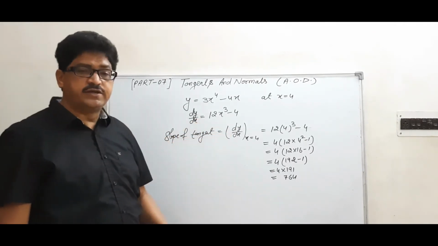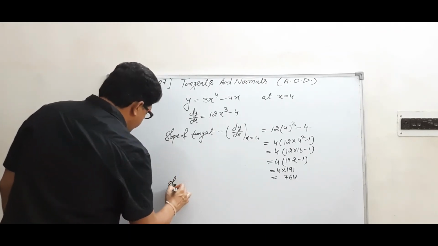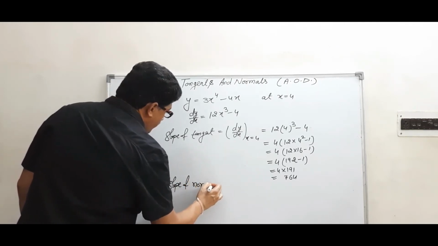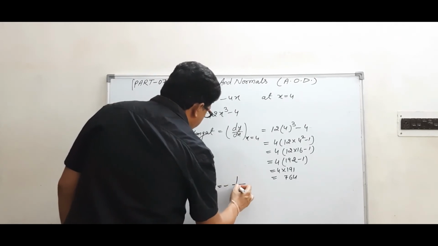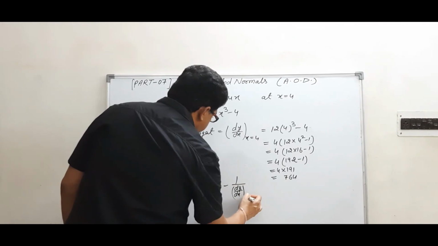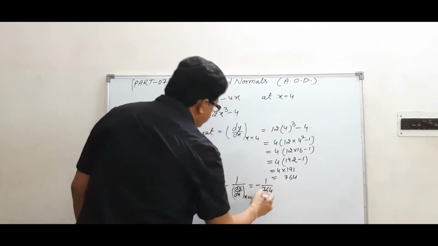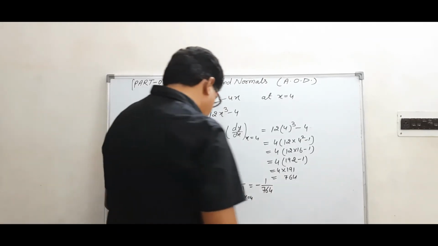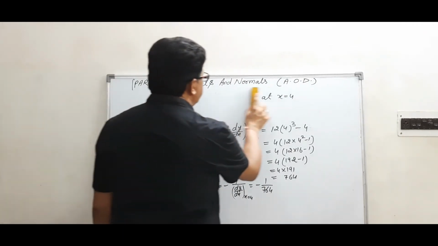That is the slope of tangent. And we want to write the slope of normal, which is equal to minus 1 upon dy by dx at x equals 4, which is minus 1 upon 764. Next is question number 3.